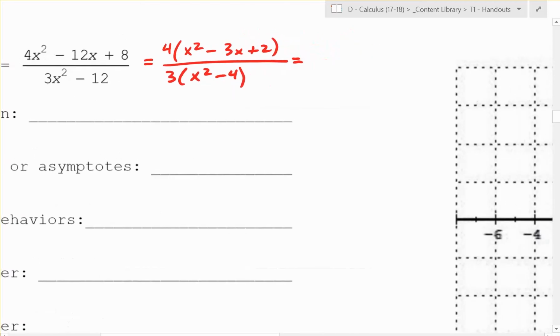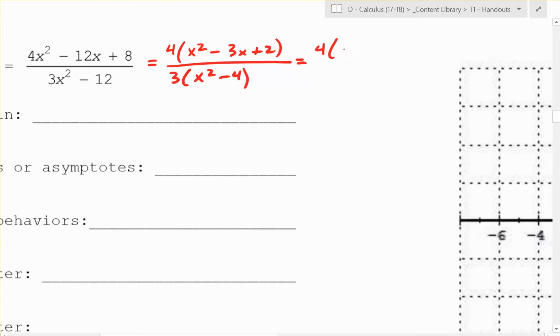Factor in pieces. This factors into 4 times x minus 2 times x minus 1, and this factors into 3 times x plus 2 times x minus 2.